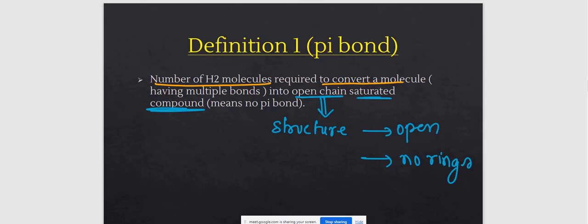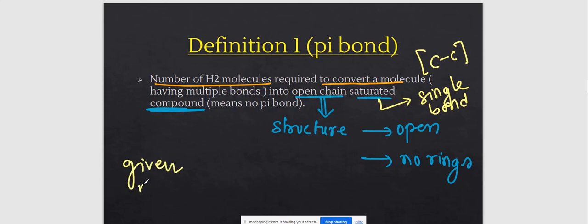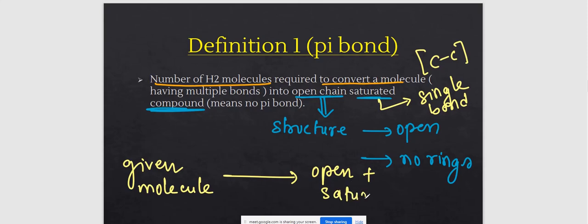And what do you mean by saturated? Saturated means carbon to carbon we will have single bonding. We don't bother about other atoms bonding, we just see between carbon to carbon. If it is a single bond, we take it as saturated compound. So we are given a molecule, we have to convert that molecule into open chain compound plus saturated compound. So to do this job, how many hydrogen molecules are required? That is nothing but your double bond equivalent.